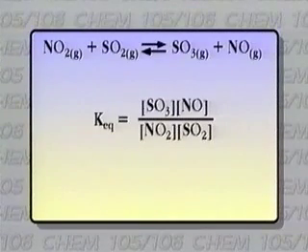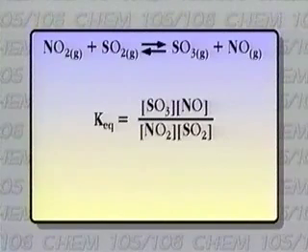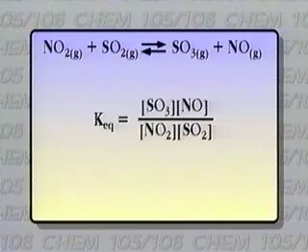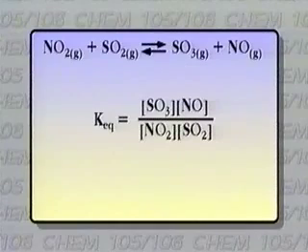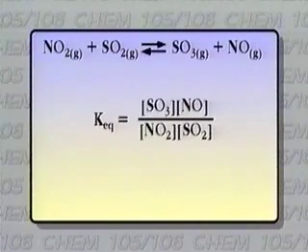Divided by the concentration of NO2 times the concentration of SO2. Please note that these are products. These are multiplied, not added together. I'm not putting a multiplication sign between them. Just putting the brackets that way implies that they are multiplied times each other. Products over reactants. Equilibrium expression.